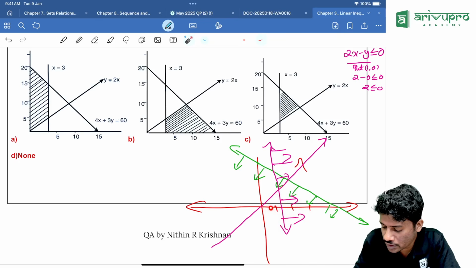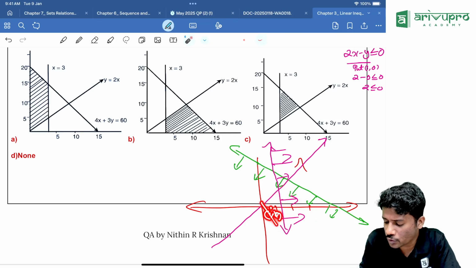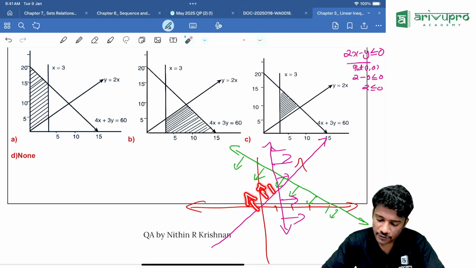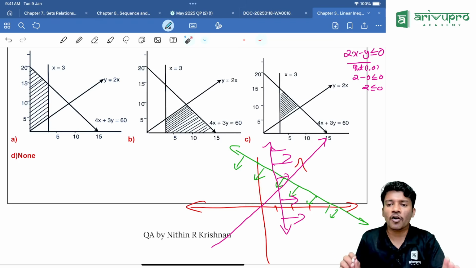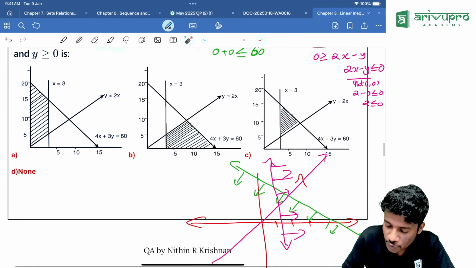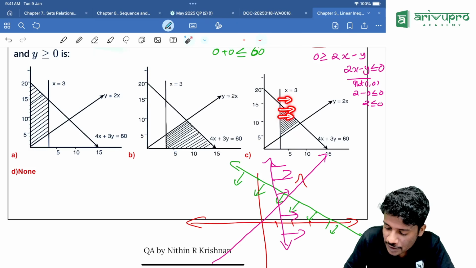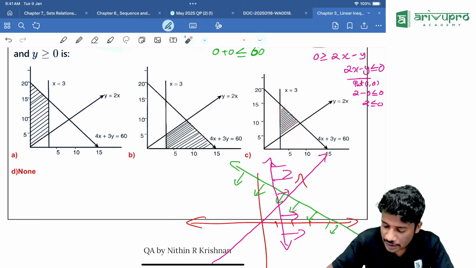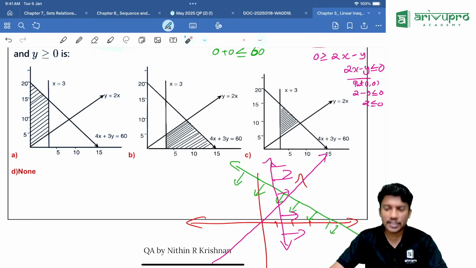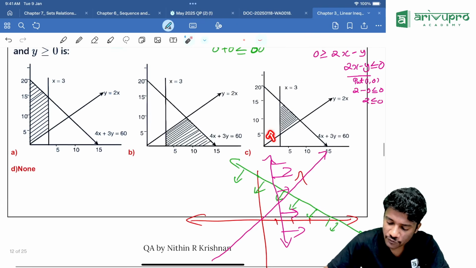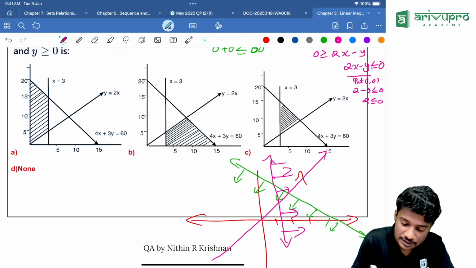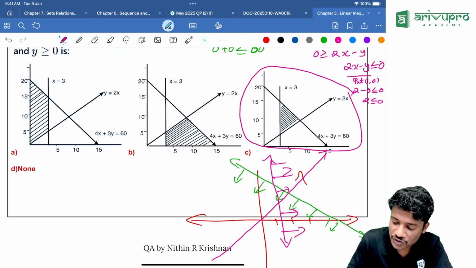1, 0 is over this side only, right? That means it will not go towards this side. It should go away from it. Now, if you look into it, what is the common area between everyone? So, x is going towards this side. Then, this line is coming towards this side. Then, this line is away from 1, 0. That means what is the common region between everyone? This is the common region between everyone. Answer is what? Option C is the answer.